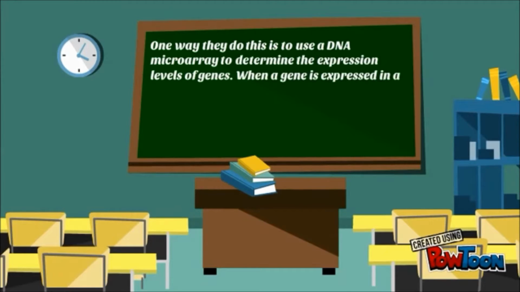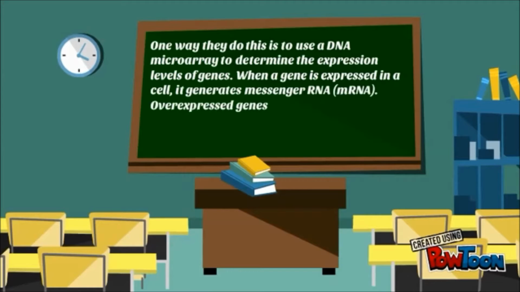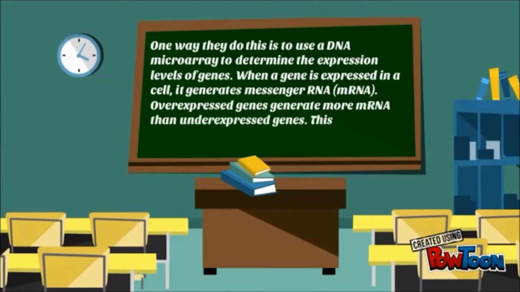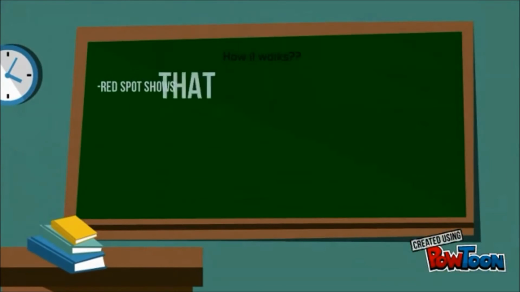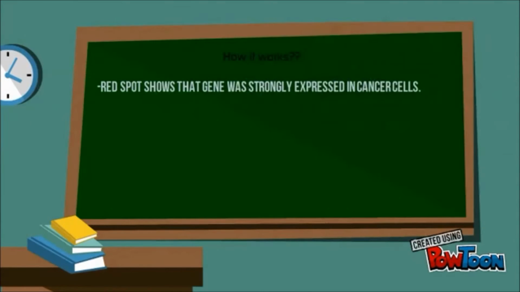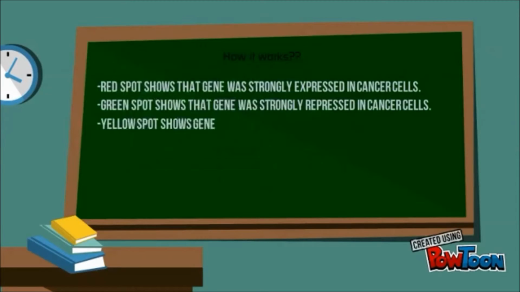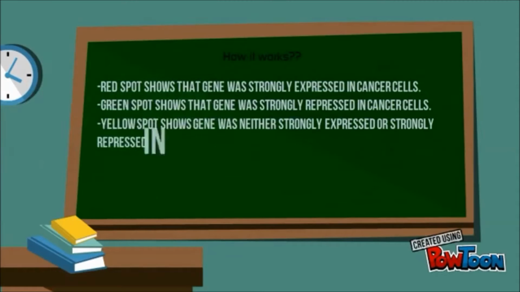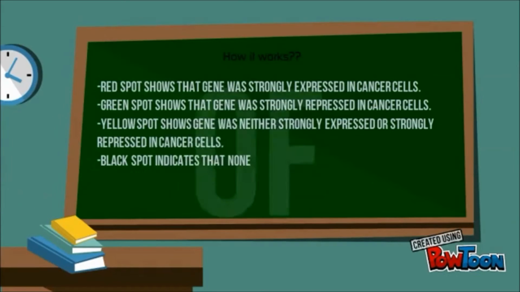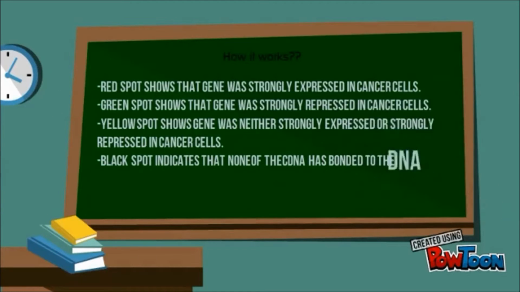When a gene is expressed in a cell, it generates messenger RNA, mRNA. Overexpressed genes generate more mRNA than underexpressed genes. This can be detected on the microarray. A red spot shows that the gene was strongly expressed in cancer cells. A green spot shows that the gene was strongly repressed in cancer cells. A yellow spot shows the gene was neither strongly expressed nor strongly repressed in cancer cells. A black spot indicates that none of the cDNA has bonded to the DNA in the gene.